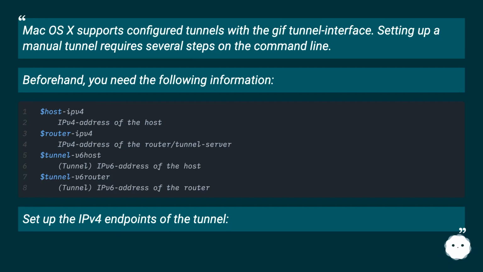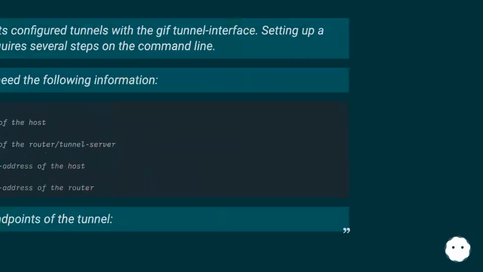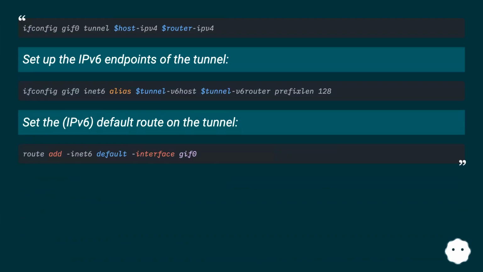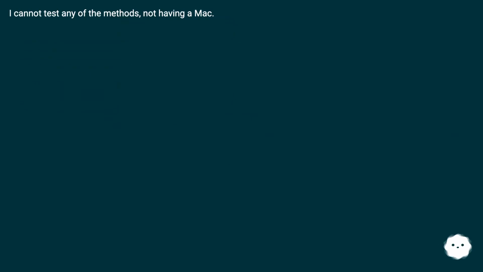Set up the IPv4 endpoints of the tunnel. Set up the IPv6 endpoints of the tunnel. Set the IPv6 default route on the tunnel. I cannot test any of the methods, not having a Mac.